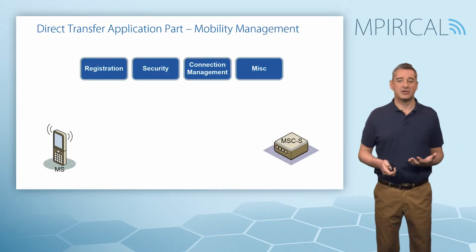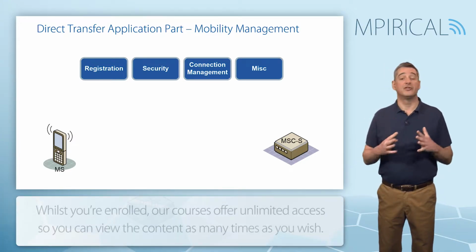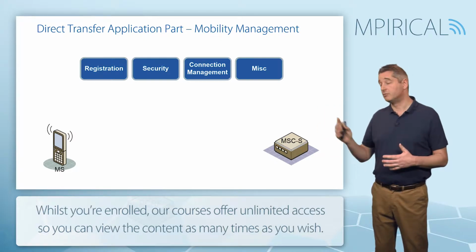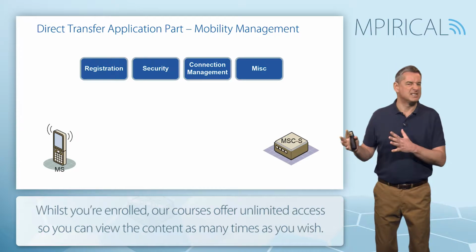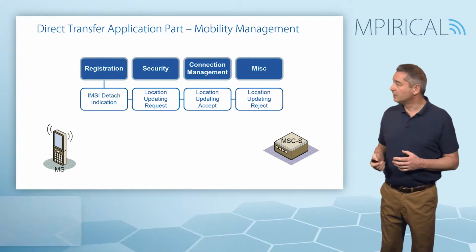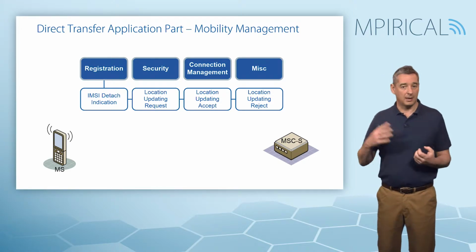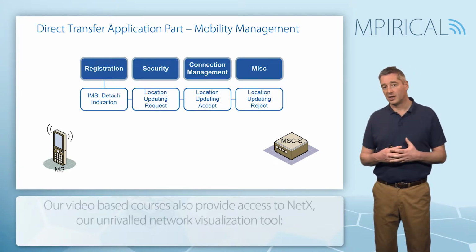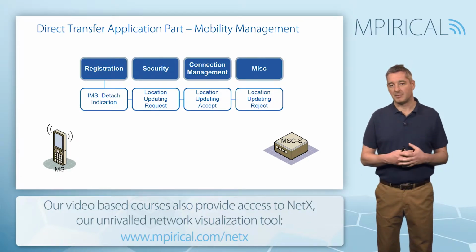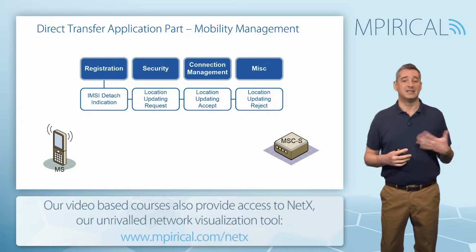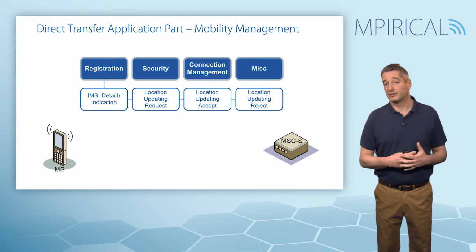If we turn our attention to the DTAP mobility management group of messages, we can further subdivide them into messages associated with registration, security, connection management, and miscellaneous messages. Those dealing with registration are the DTAP messages sent from the mobile up to the core network and vice versa, associated with the phone registering or deregistering with the GSM network, including things like the IMSI detach indication, which will be sent by the mobile when it powers off.